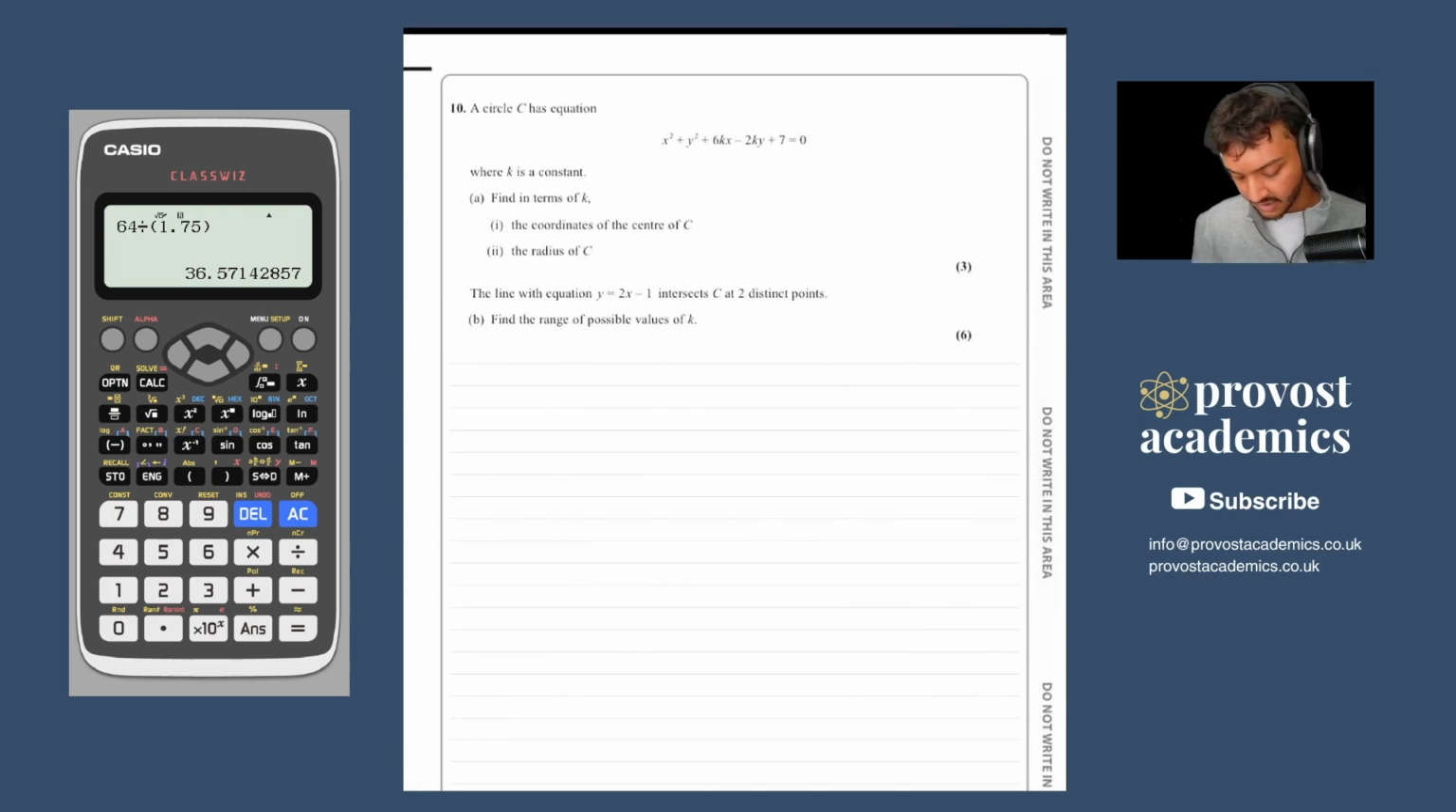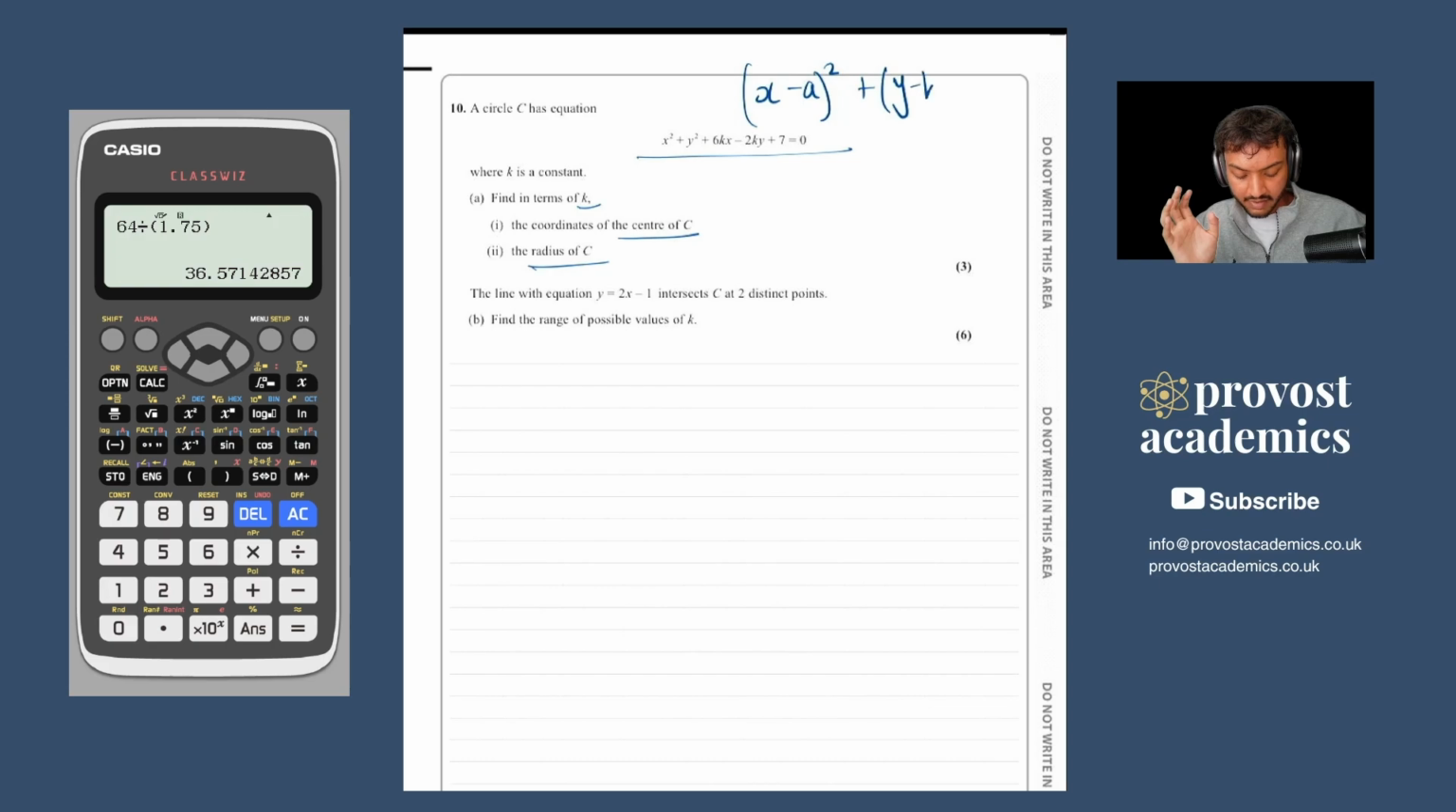Cool. So next we have a circle. We have this equation. We've been asked, in terms of k, to find the coordinates of the center and the radius of the circle. Right, so if you are given the full equation of the circle like it is, a bit jumbled up, the technique here is always to complete the square. We complete the square so we can get two nice brackets. Remember, the general form of the equation of a circle looks something like this, right? So by completing the square, we can get them into nice brackets and therefore tell the circle.